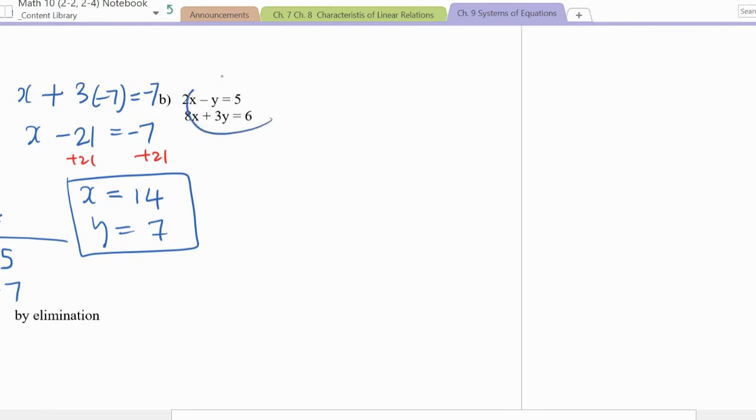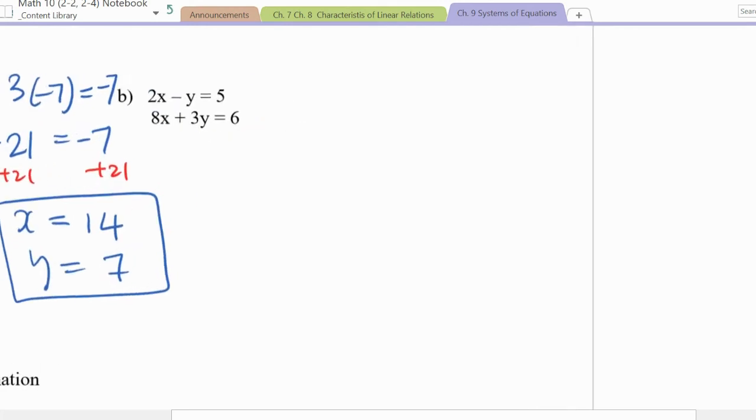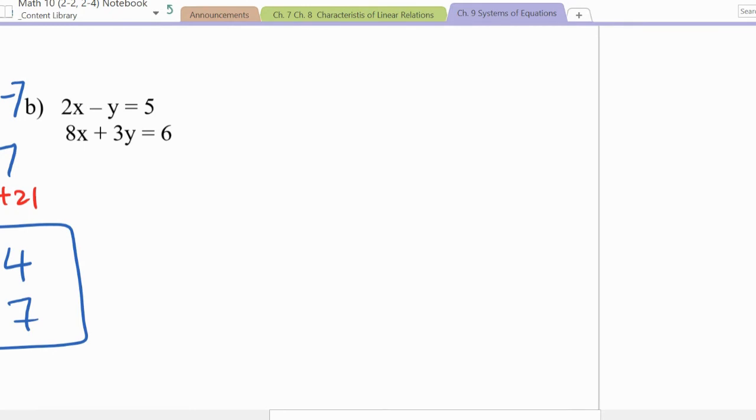Next, here, we're going to get rid of one of those two variables. So what variable do you want to remove? Let's decide it. Do you want to remove x or y?